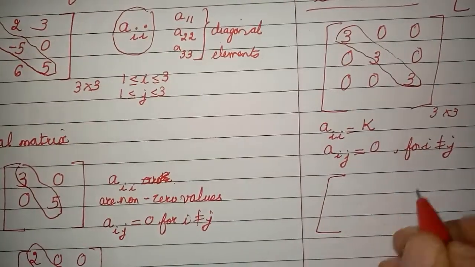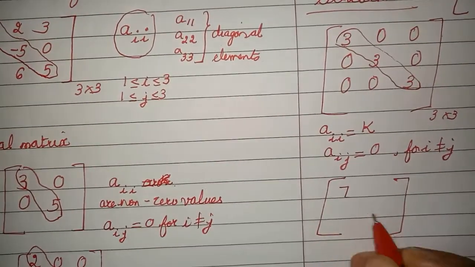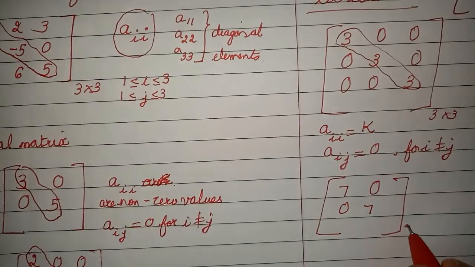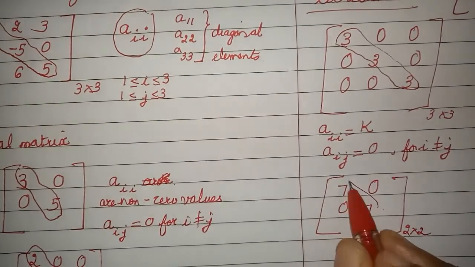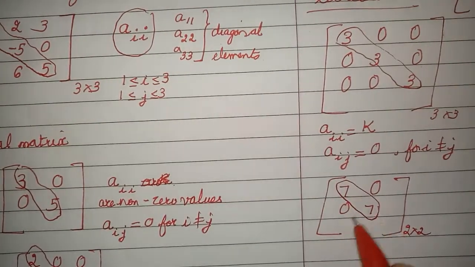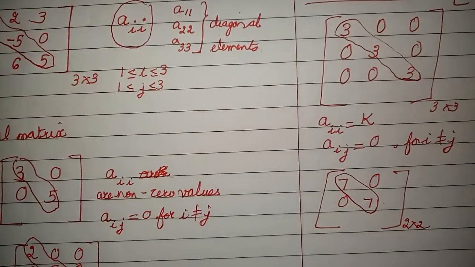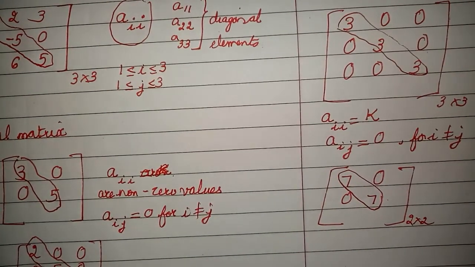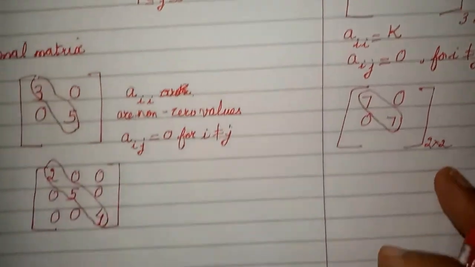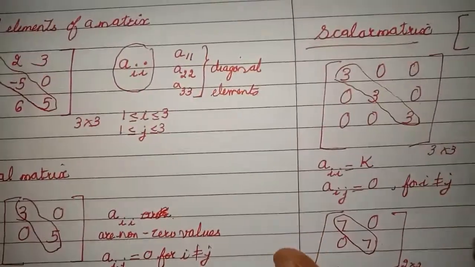2 cross 2 matrix, how will it look, children? I'll write here, say 7 and 7, 0 and 0. So it's a 2 cross 2 matrix. Diagonal entries are A11, A22, and the off-diagonal entries are 0. So this is called a scalar matrix. Is that clear? One important condition is restricted to diagonal, so it becomes a scalar.